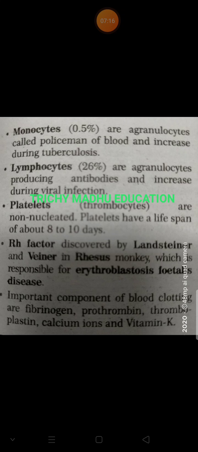Platelets are also called thrombocytes and are non-nucleated. Platelets have a lifespan of about 8 to 10 days. Next one, the Rh factor was discovered by Landsteiner and Wiener in the rhesus monkey, which is responsible for erythroblastosis fetalis disease. Important components of blood clotting are fibrinogen, prothrombin, thromboplastin, calcium ions, and vitamin K.